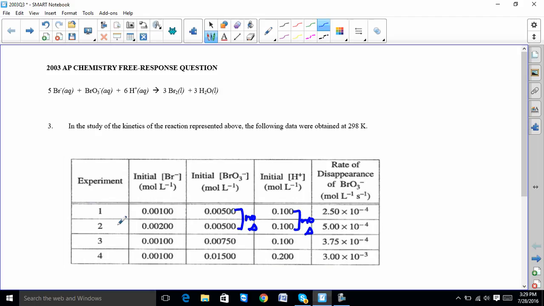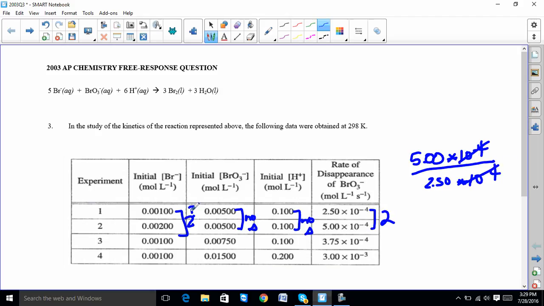Okay, so here's the thing. Between experiment 1 and 2, the bromide ion concentration doubles. The bromate ion concentration remains the same, and the hydrogen ion concentration remains the same. If the rate changes, it can only be coming from the bromide because nothing else changed. I'm going to erase this in a minute, but remember, I always do the later trial divided by the earlier trial. 5.00 times 10 to the negative 4 divided by 2.5 times 10 to the negative 4. Well, this would cancel this, and 2.5 goes into 5 exactly twice.